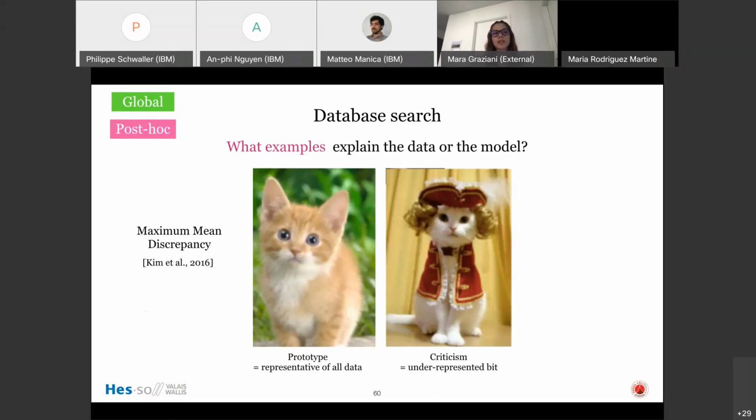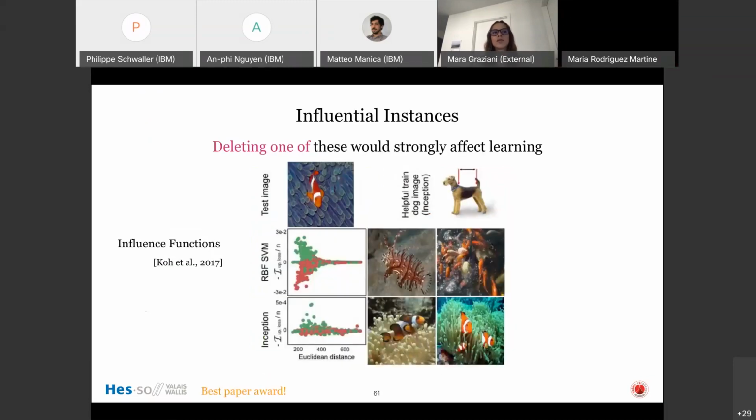And these techniques can give very useful insights on how to build a machine learning model that takes into account all the data differences. And it could clarify also unexpected decisions made, for example, by a black box algorithm. Another way to search the database is to look for instances that are critical to the learning process. For example, by looking at those instances that, if removed from the training set, would strongly change the learned model. And these are called influential instances.